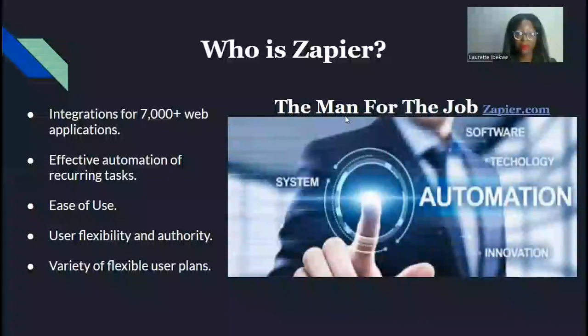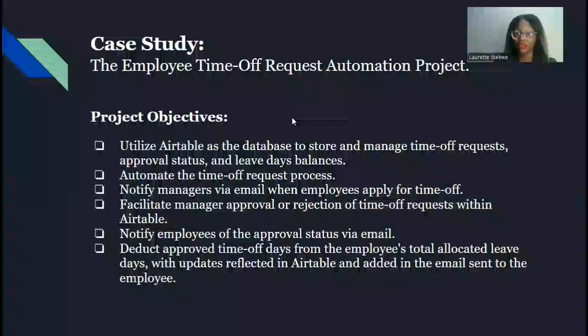Variety of flexible user plans, in the sense that, for example, it depends on the amount of zaps you want to create, because that is what it's called in Zapier. When you create an automation between different workflows, you create an automated workflow. It's called a zap. So if your workload is such that you create an average of 1,000 zaps per month, there's a plan for you. And perhaps if you're creating something really mild, like 10 zaps, there's also a plan for you.